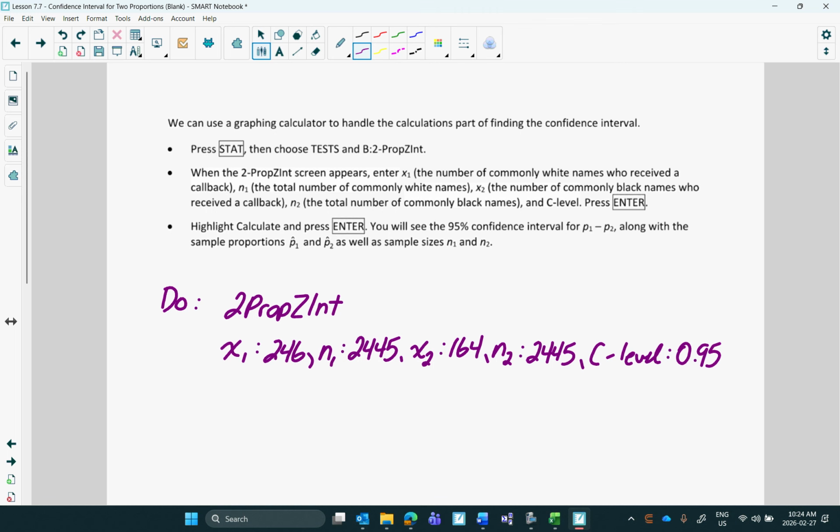So 246, 2445, 164, 2445, 0.95. And you'll notice you get something very similar to what we got when we did the long one.